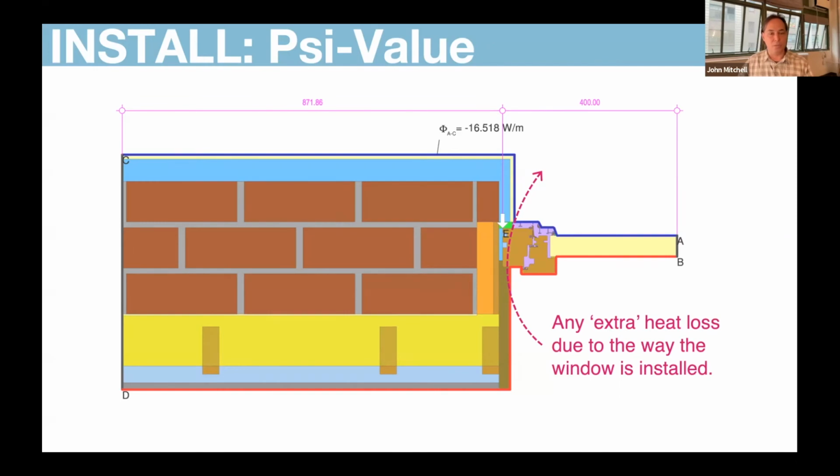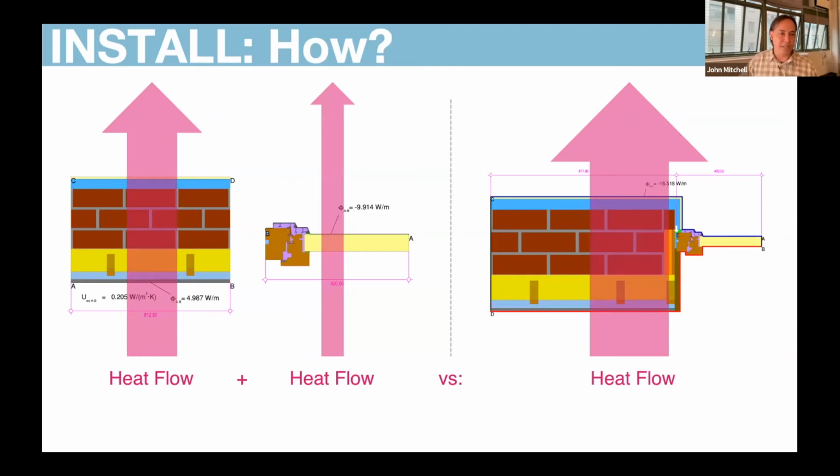So we'll do what's known as a Psi install calculation to determine how much additional heat loss is associated with the window as it comes into contact with our assembly. And what that looks like is something like this. Our energy model is not very smart. It's very useful, but it's not very smart. It deals with areas and U values. So areas times heat loss. It doesn't know anything about how that window is installed into that wall. And so we have to give it that information. And that's what we do with our Psi install calculation.